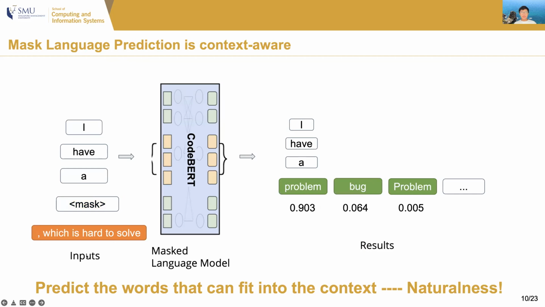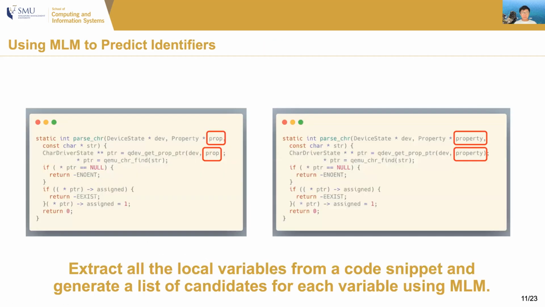If we add additional information to the input, say, "I have something which is hard to solve," we feed the new text into CodeBERT and obtain some different results. The prediction results become like "problem" with a very high probability, followed by "a bug," and another "problem" with the first character being capitalized. The results are also natural, as a problem and a bug can be very hard to solve, right? It means that the masked language modeling can predict words that can fit into the context. It's context aware, which means the naturalness.